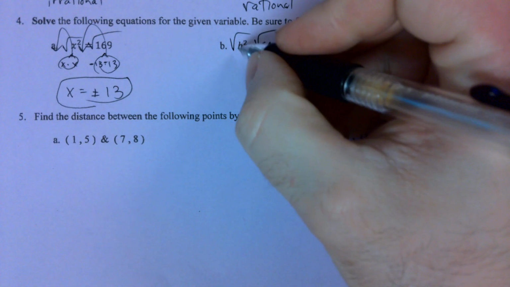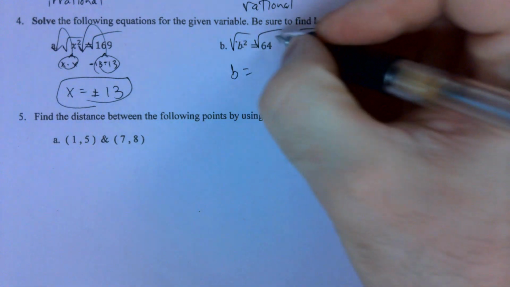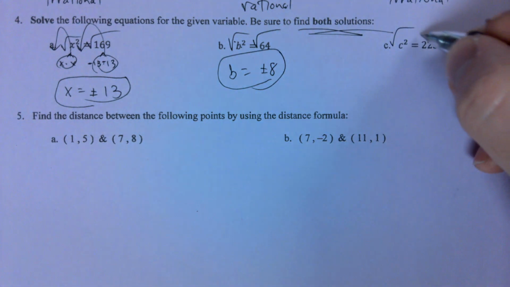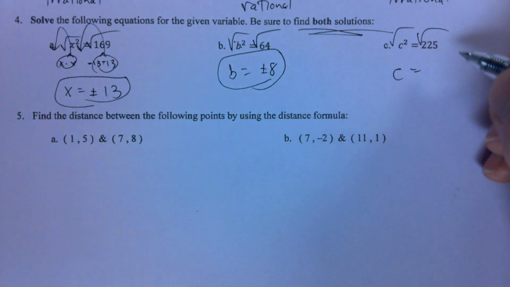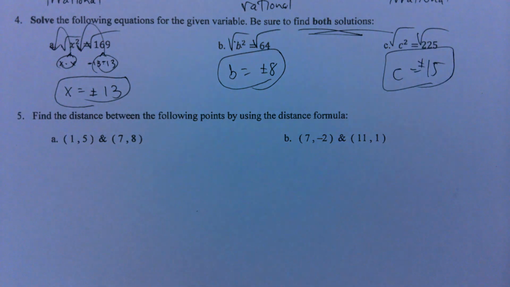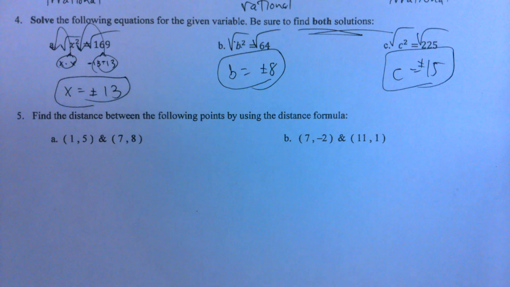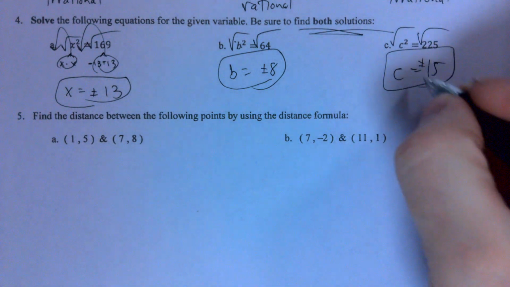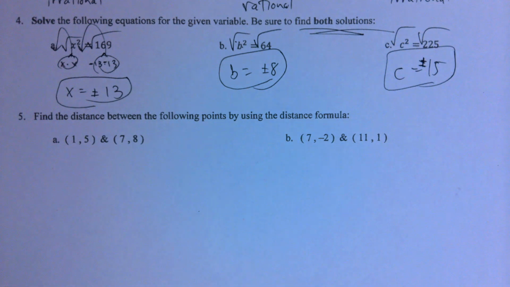Same thing over here, square root both sides. The square root of b squared is b. The square root of 64 is plus or minus 8. Square root both sides, and I get c is equal to 15. Oh, sorry, plus or minus 15. So when you're taking the square root of both sides, you definitely have to include your plus or minus sign because you want to make sure both solutions are accounted for there. All right.